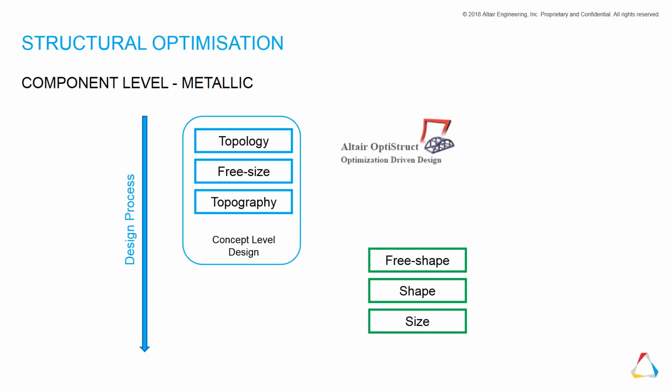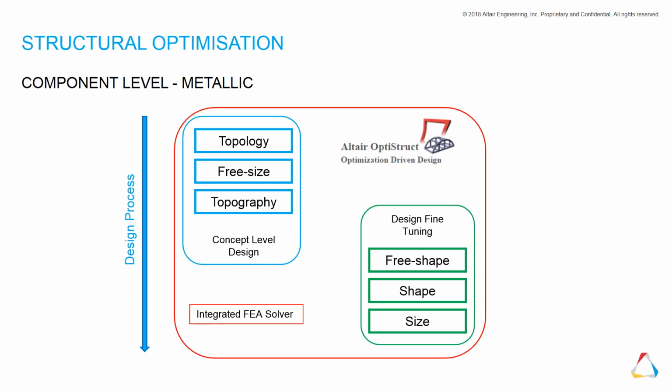So generally, we'll start with the concept level tools and then progress on to the fine tuning optimization methods in the second phase for coming up with the final design. And the great thing about OptiStruct is once you've got an analysis model, it takes about 5 or 10 minutes to convert that analysis model into an optimization model, and allows you to pull out all the unnecessary weight.